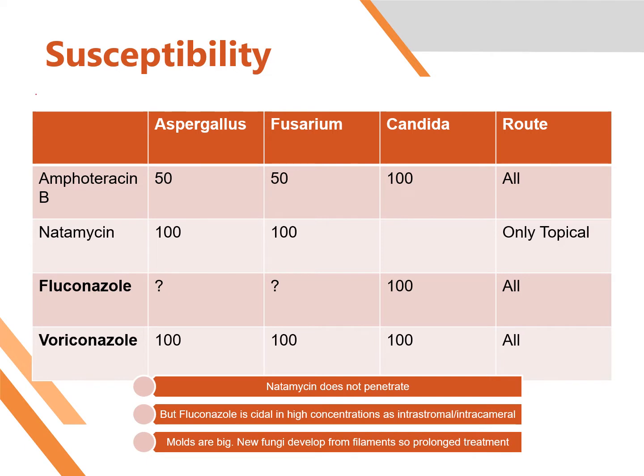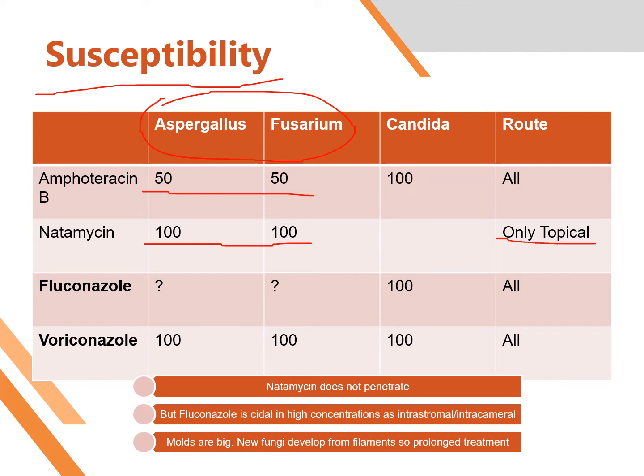And now is the susceptibility of the antifungals. Remember, in areas like Pakistan, Aspergillus and Fusarium are responsible for more than 98% of the fungal infections, so we'll be looking for an antifungal which works for both of them. Amphotericin doesn't have a very good susceptibility against these two, so we don't normally use that. Natamycin has 100% susceptibility, but the problem is it is only topical and doesn't penetrate into the cornea, so we cannot use it for the deep keratitis which we usually see in clinical practice.